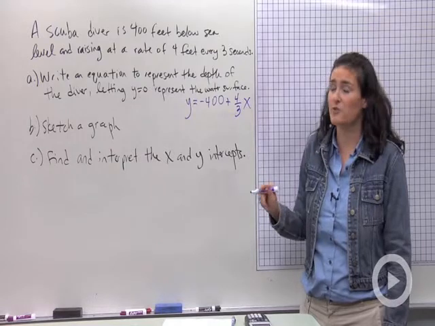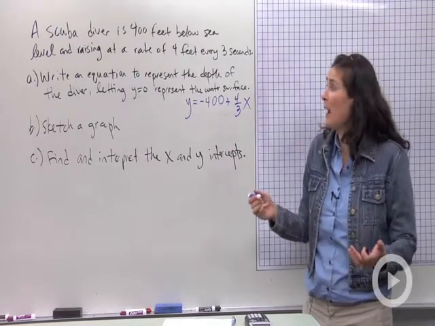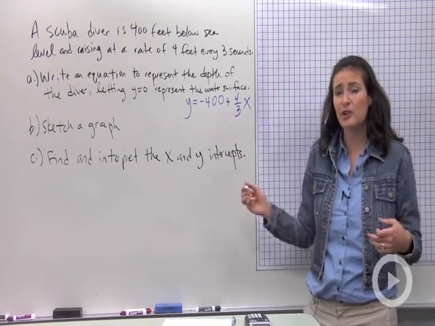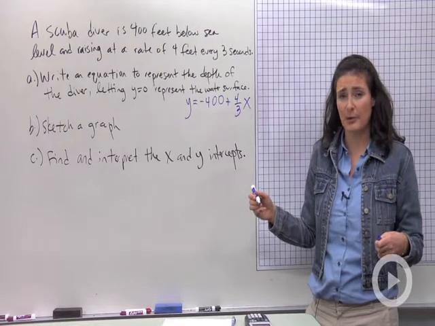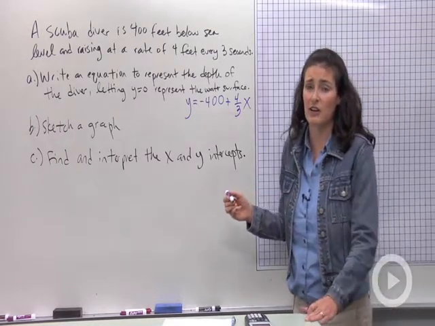Once I have my equation ready to go, I'm ready for part B, which says sketch a graph. So I'm not exactly sure what my scaling is going to be yet. I could make a table, but I'm going to try using y equals mx plus b strategies and also the intercepts to help me get a good accurate graph.